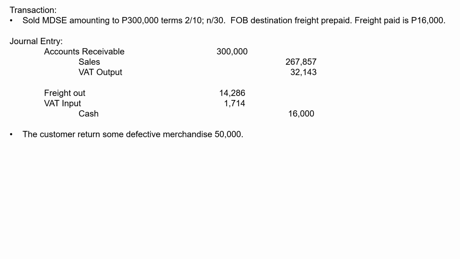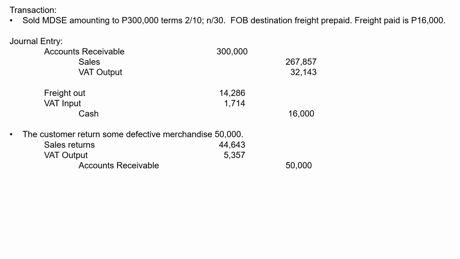Next is the customer returns some defective merchandise, 50,000. So, the value of the sales, we will first credit the accounts receivable of 50,000, and that is inclusive of VAT. So, divide it by 1.12. So, the value of our sales returns is 44,643, because 50,000 divided by 1.12, that's the amount, 44,643.